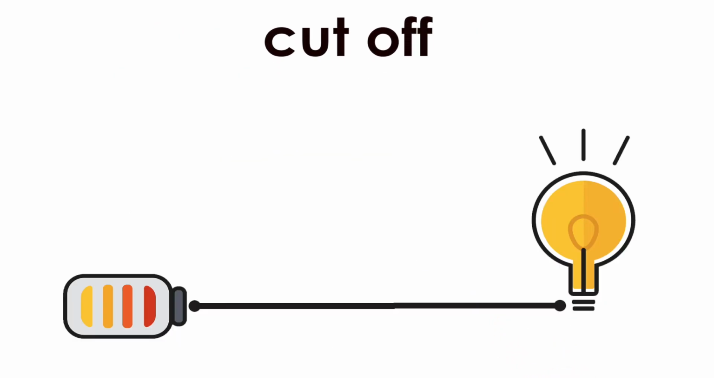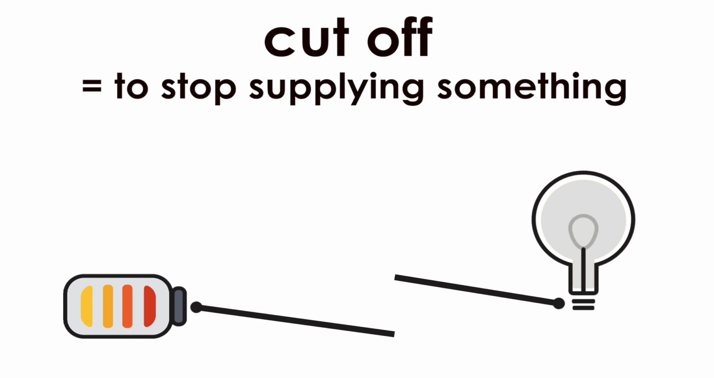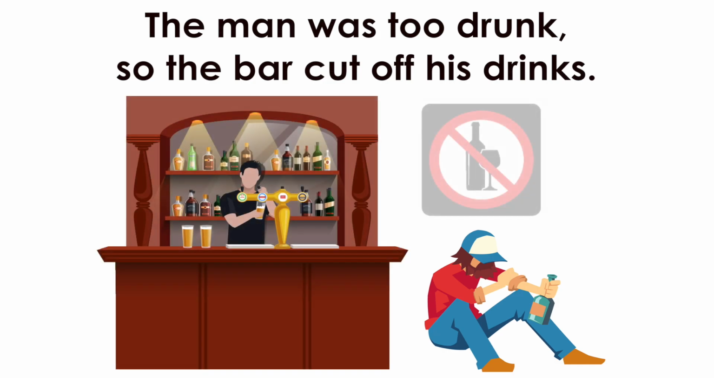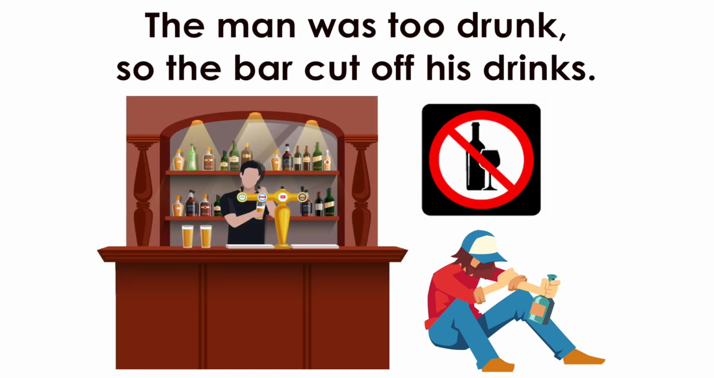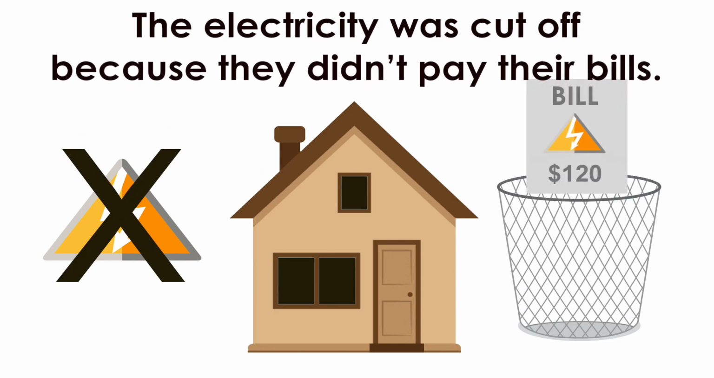Cut off also means to stop supplying something. For example, the man was too drunk, so the bar cut off his drinks. The electricity was cut off because they didn't pay their bills.